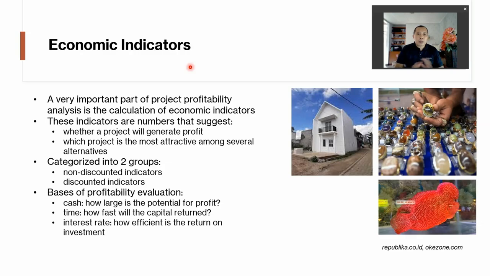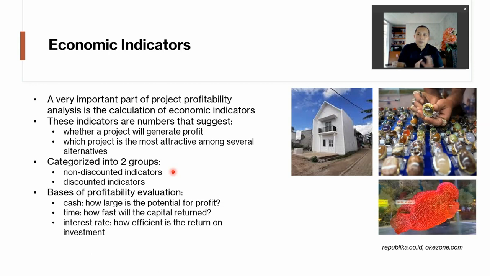So what are economic indicators or profitability indicators? A very important part of project profitability analysis is the calculation of these economic indicators. These are numbers that suggest whether a project will generate profit at all or not, and which project is the most attractive among several alternatives that may all generate profits.